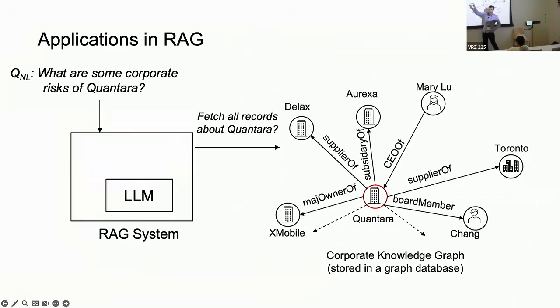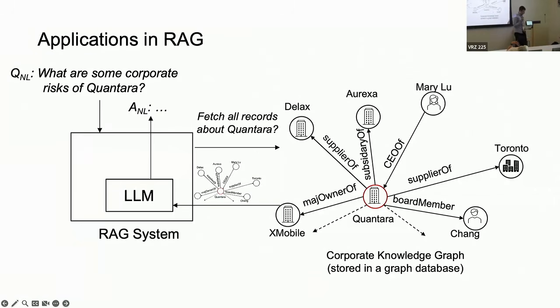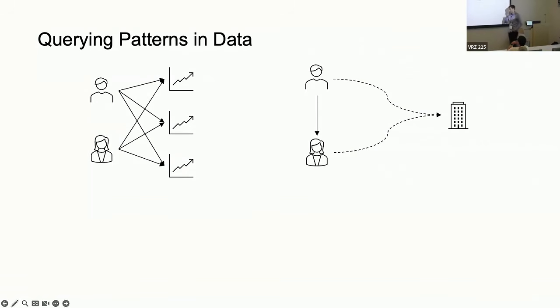You can ask this with very flexible joins in a query language like Cypher. You get this subgraph around Quantara, which has many joins. They're all different joins, right? But you can ask it with a single query. You can grab that subgraph very quickly, give it to the LLM, and produce an answer. So these are some modern applications that we see where these flexible joins are useful.